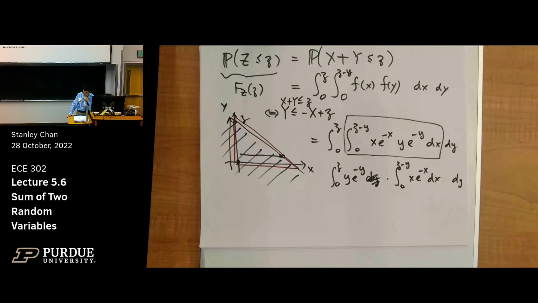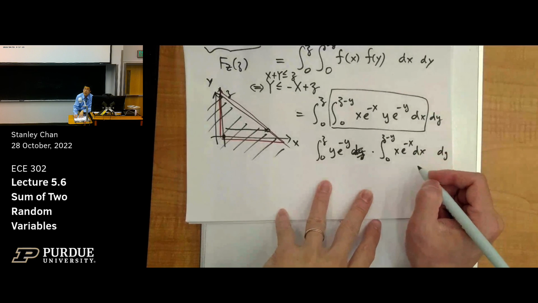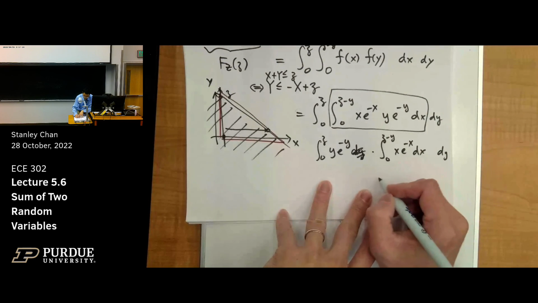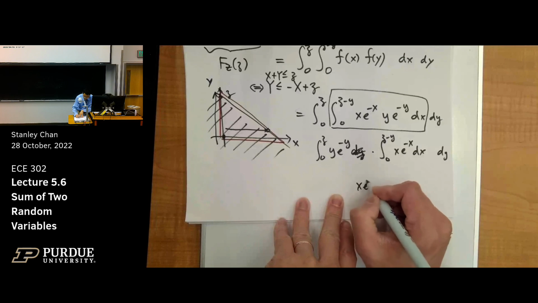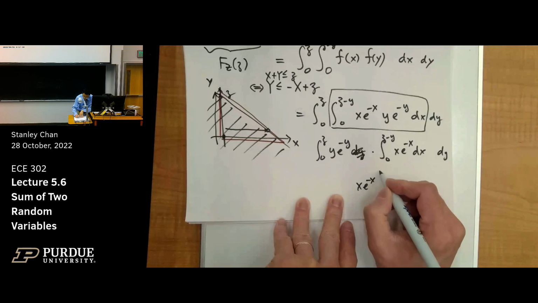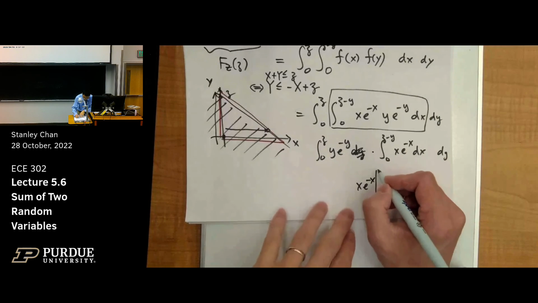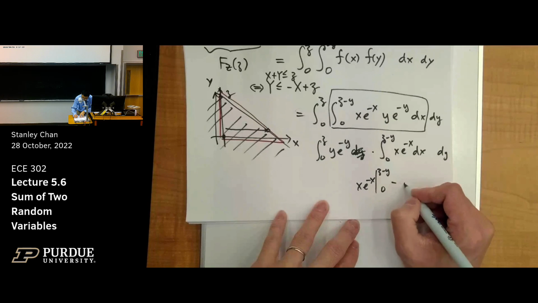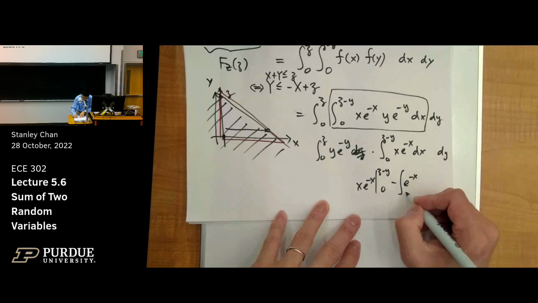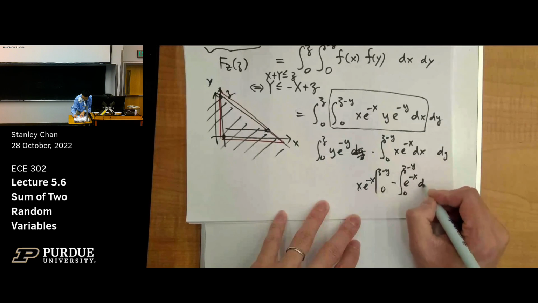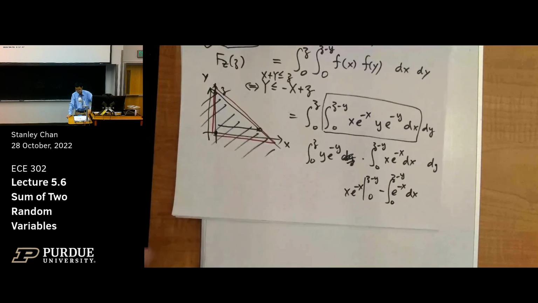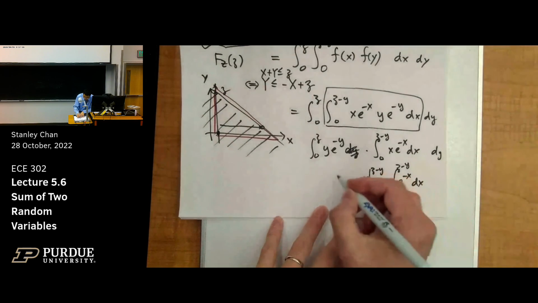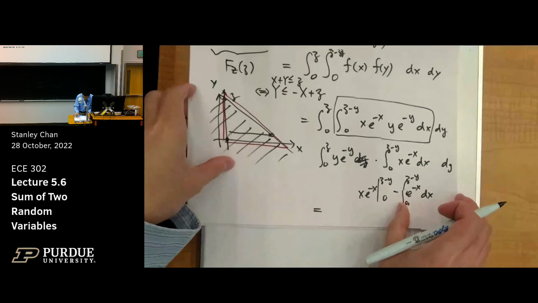Okay, so how should we do this integral? Well, is it by parts? I think it's by parts, right? So you have xe^(-x) evaluated from 0 to z minus y, and then minus the integral of e^(-x) dx, from 0 to z minus y. I hope I'm right. Okay. Then you do this calculation. Well, maybe I'm doing something wrong.